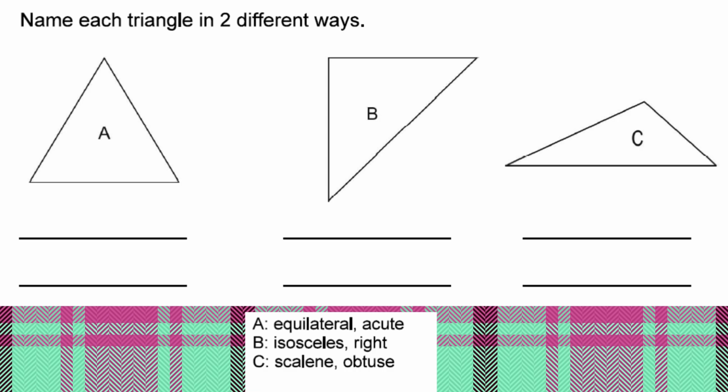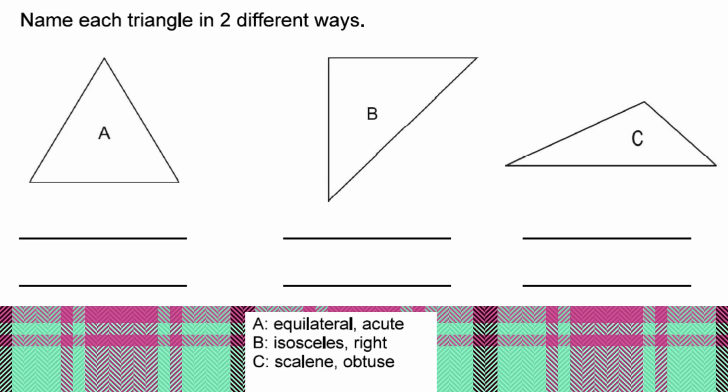For triangle B, I've measured, and in this triangle, having used my ruler and protractor, I can tell you that there are two equal sides and two equal angles. That makes this an isosceles triangle. And I also know that one of the angles I measured was a 90-degree angle, which makes the other way I could describe this triangle a right triangle.